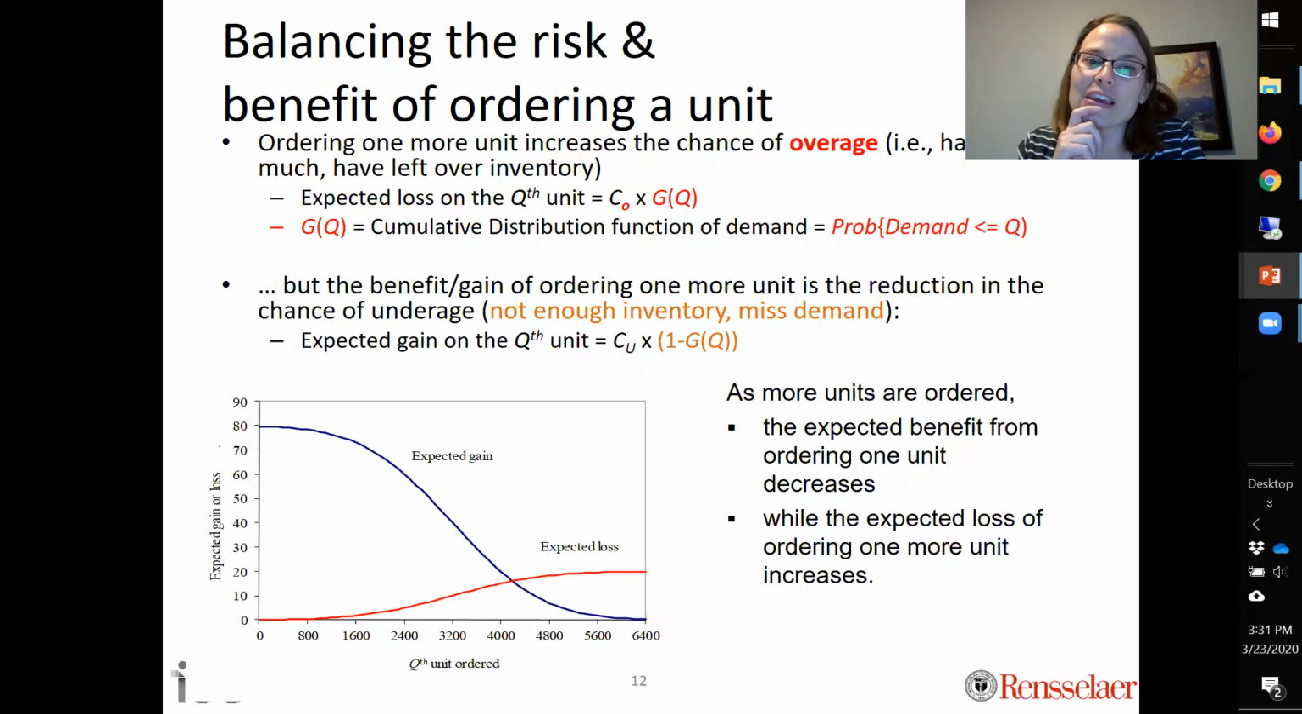However, if you think about the benefit of ordering one more unit, that hurts us in terms of overage, but it helps us in terms of fulfilling demand. We also have a smaller chance of not meeting all of our demand. So what's going on with this Newsvendor model is a balance of these two things. On this graph, as more units are ordered, the expected benefit from ordering one unit decreases, while the expected loss of ordering one unit increases, and the critical value balances these two things so that we can set Q where it's the minimum expected cost associated with overage and underage.